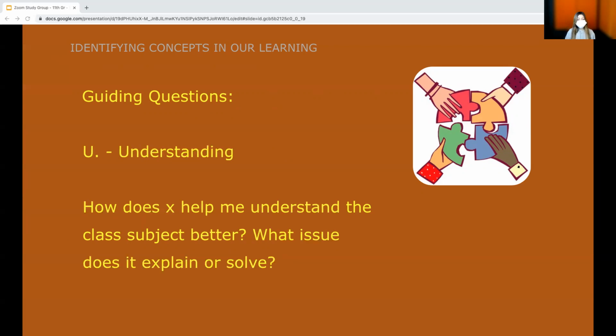Moving forward, U is understanding. How does X help me understand the class better? What issues does it explain or solve? It again enforces the idea that when you put two together, there's more. So there's a benefit, there's an increase.